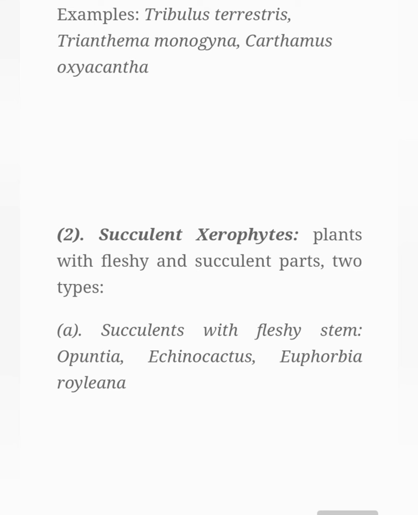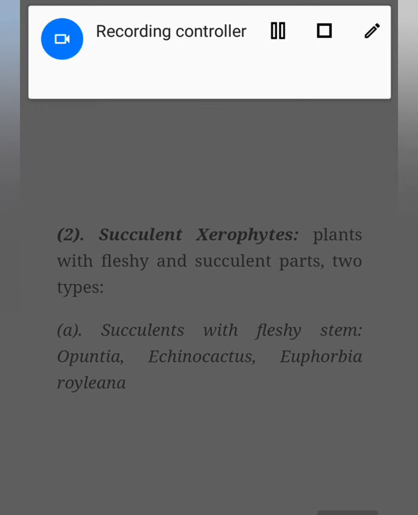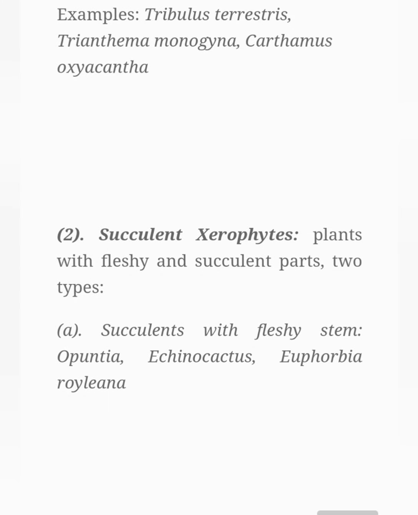Now the second type that we have here is the succulent xerophytes. Succulent plants, we know, are those plants with fleshy, succulent parts. Within these there are two types. First, succulents with a fleshy stem; the examples are Opuntia, Echinocactus, and Euphorbia royliana. So these are the succulent plants with a fleshy stem.